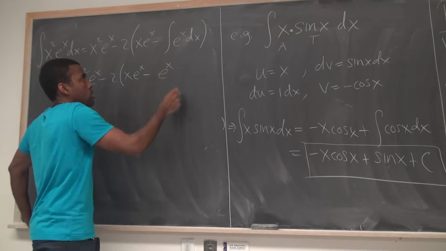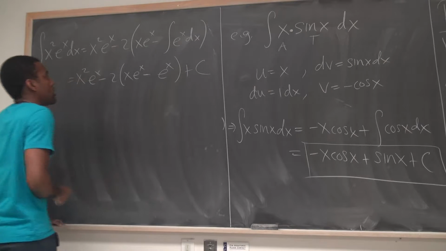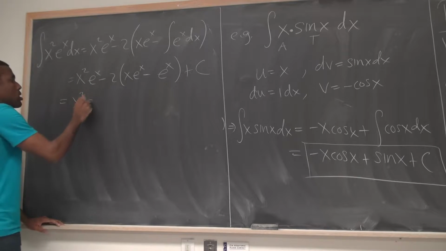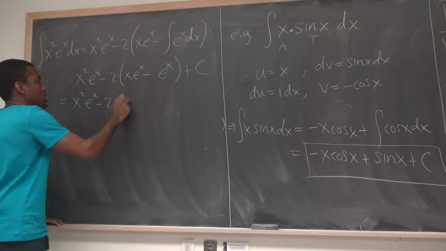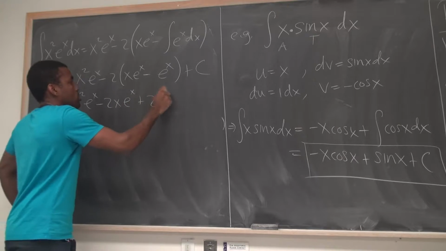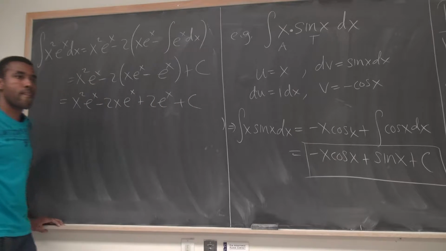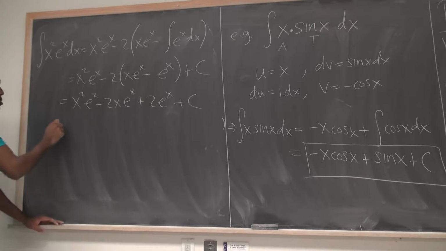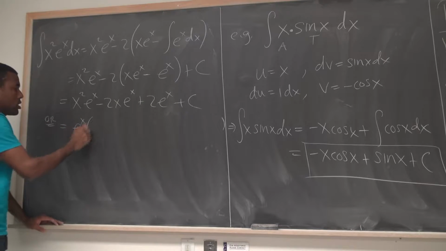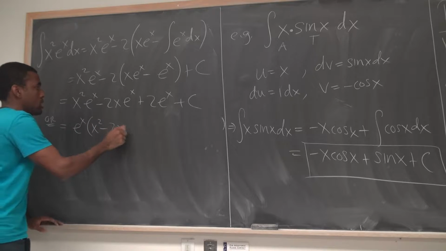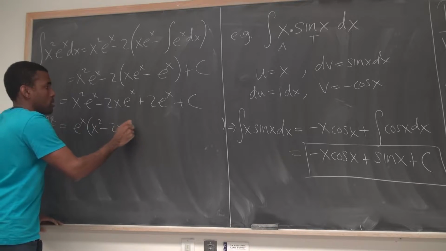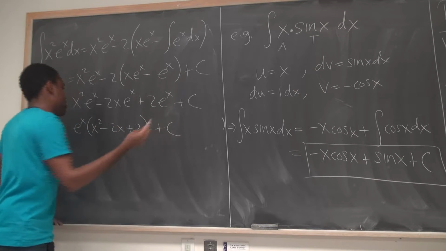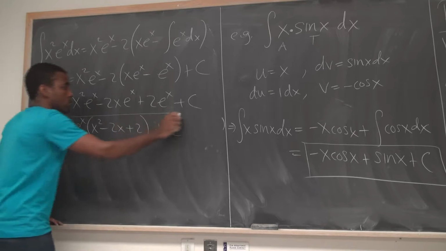Now that one I can do. So it's just e to the x plus c. In other words, this is x squared e to the x minus 2x e to the x plus 2 e to the x plus c. Or if you prefer, which I wouldn't particularly care, you can factor out the common e to the x. So either of those.